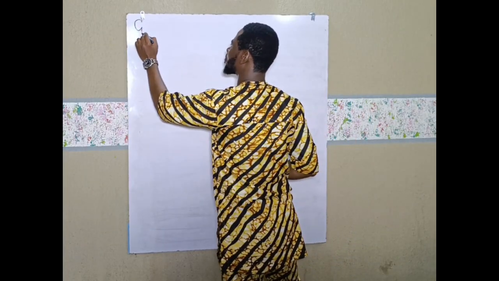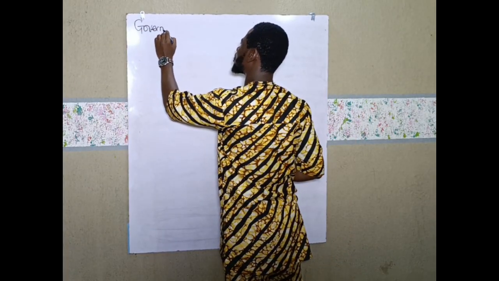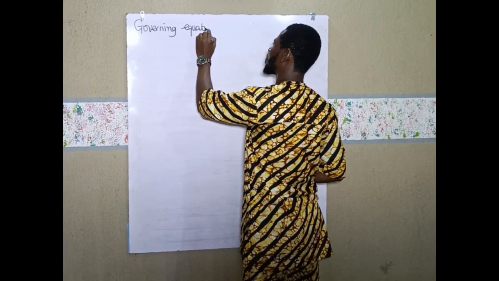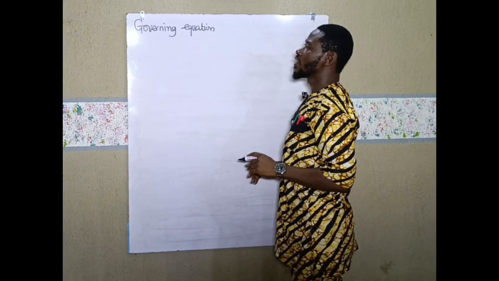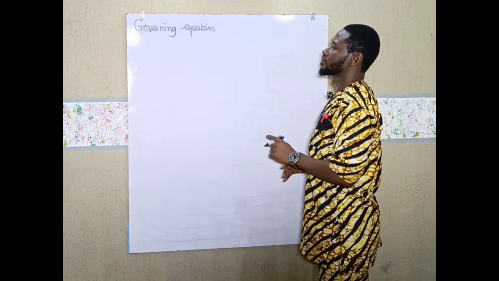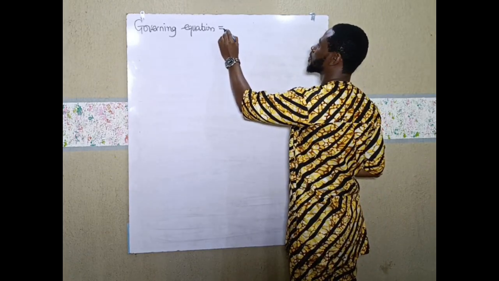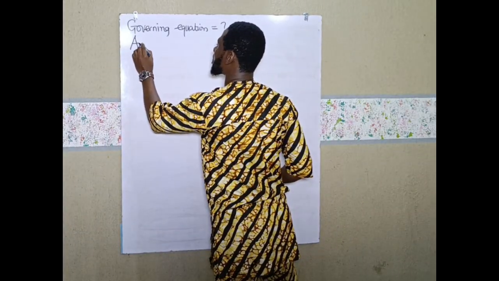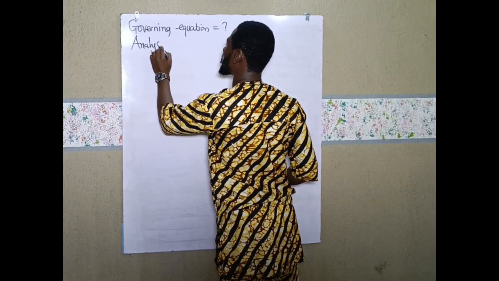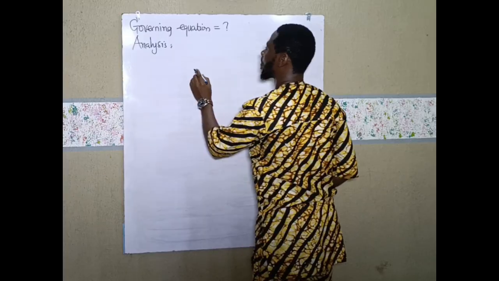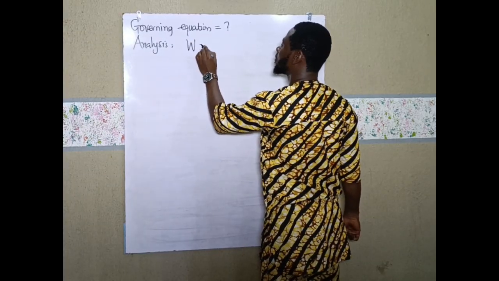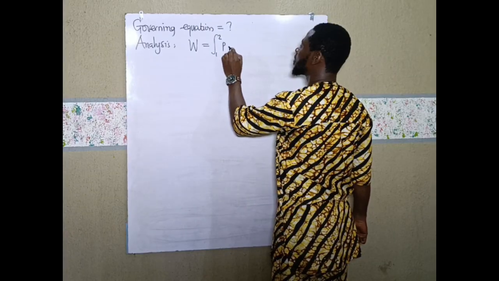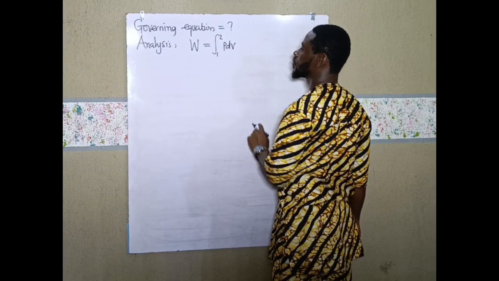Governing equation. That is what we are asked to obtain from the question, so which is unknown in this case. Analysis. The work done in a piston cylinder arrangement is given as integral P dV, changing from state 1 to state 2.